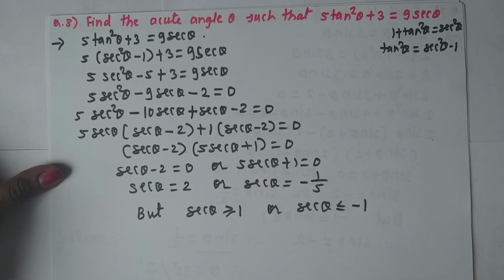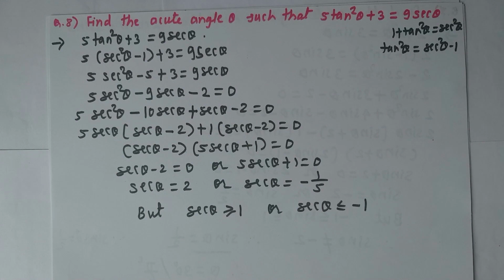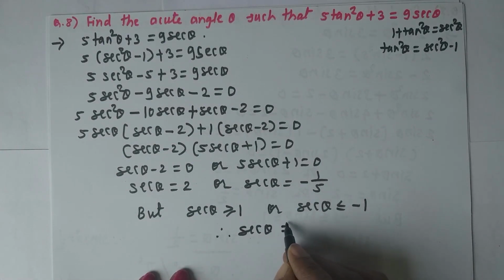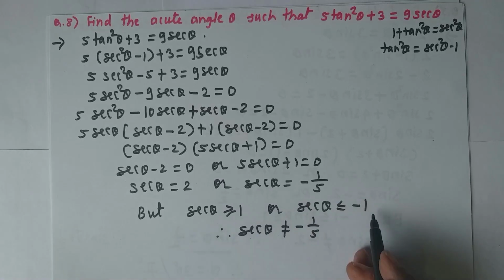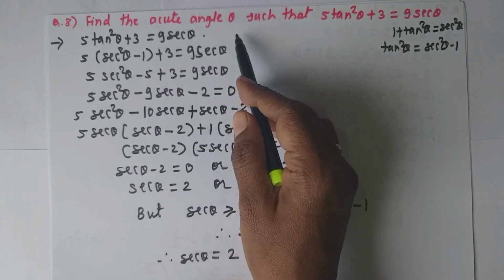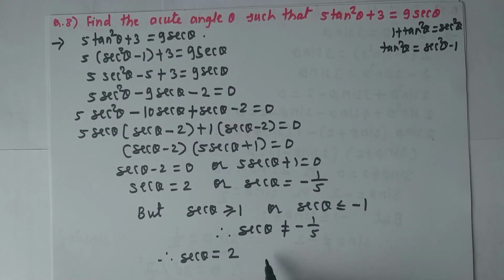Range of sec theta is either greater than or equal to 1 or less than or equal to minus 1. Therefore, sec theta will not be equal to minus 1 upon 5. Okay. Therefore, sec theta will be 2. And here we have to find the value of angle theta where the value of sec theta is 2.